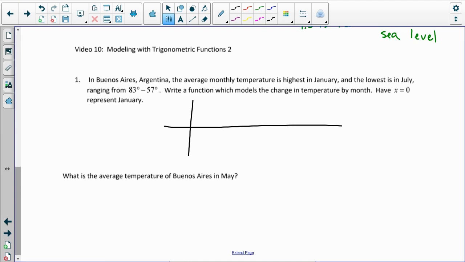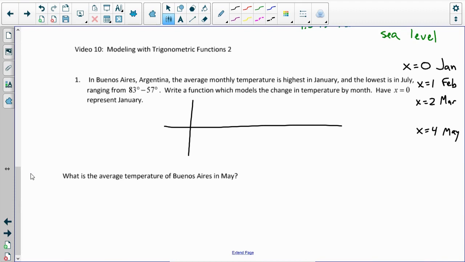So we're going to make x equals 0 be January, which is, depending on the way that your brain works, kind of annoying because typically when we think of months, 1 is January, 2 is February, and so on. But in this problem, x equals 0 will be January, x equals 1 has to be February, x equals 2 has to be March, and so on. So when I'm asked about May, that's going to be x equals 4. Now we could do it differently, but we're just going to do it the way the problem tells us to.